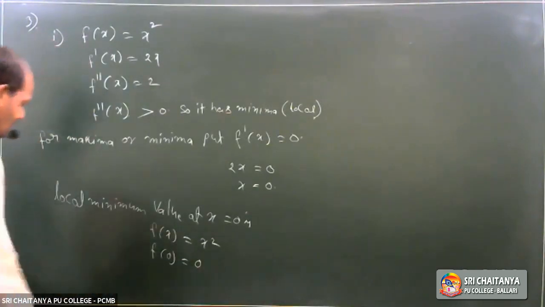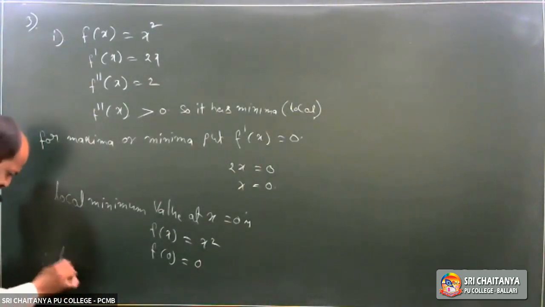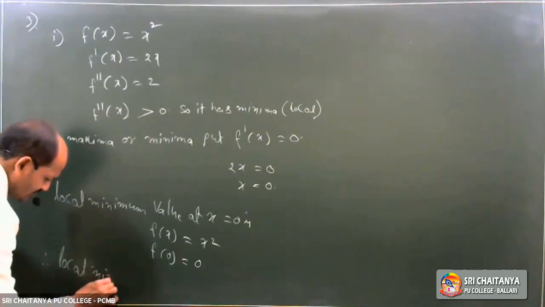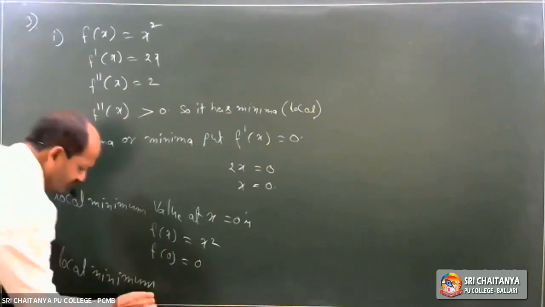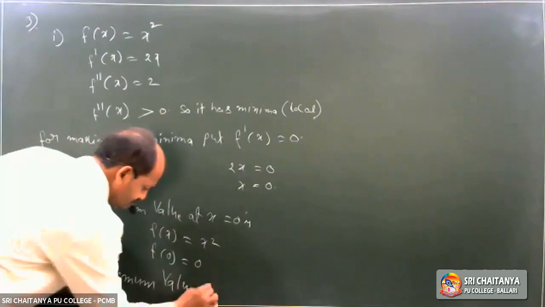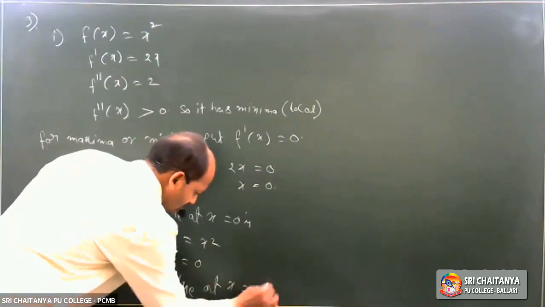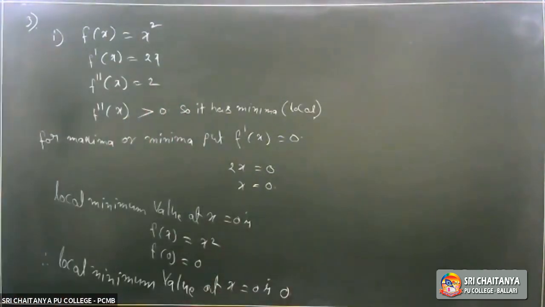Therefore, the local minimum value at x equal to 0 is 0. Okay?